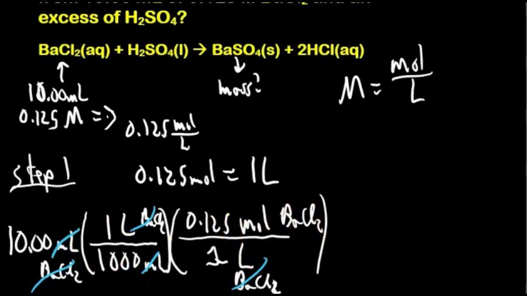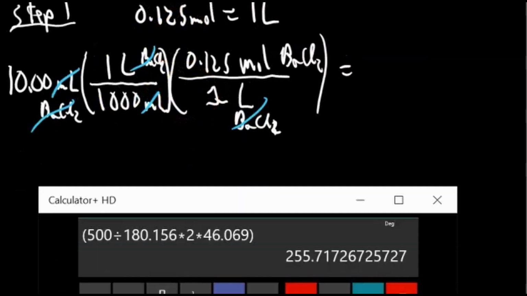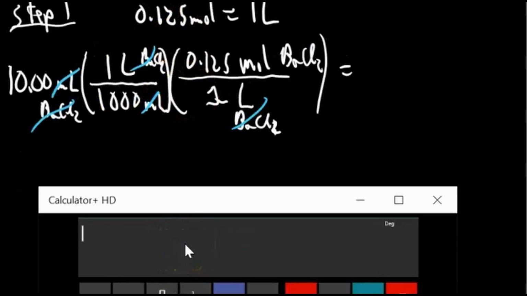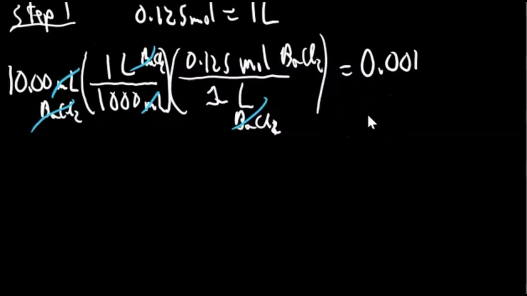I'm going to calculate this just because it's getting pretty long. So this is 10 divided by 1,000, which we probably don't have to do, times, oh, we could have done this in our head. Oh well, 0.00125, and the units that are remaining is moles of BaCl2.